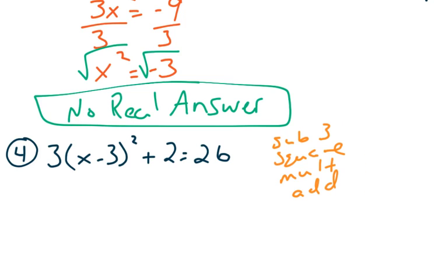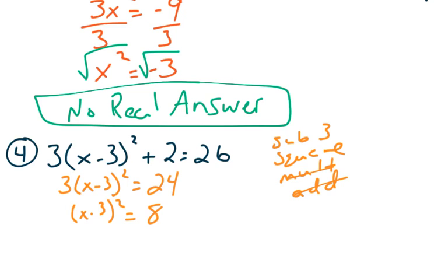Okay, so we would get rid of the adding 2 by subtracting 2, so we have 3 times x minus 3 squared is equal to, if we subtract 2, that gives us 24. That would take care of that. To get rid of the multiplying, we just divide, so it'd be x minus 3 squared is equal to 8. That takes care of the multiplying.